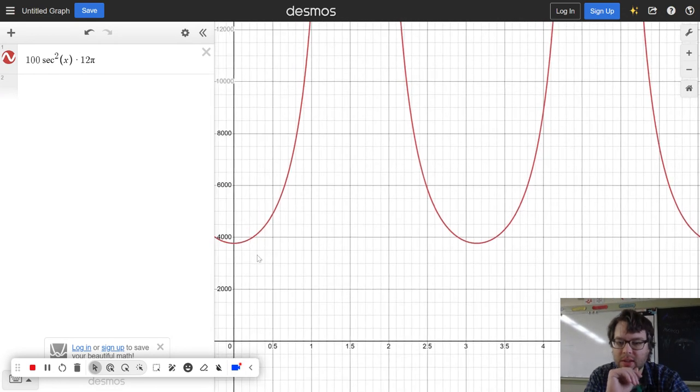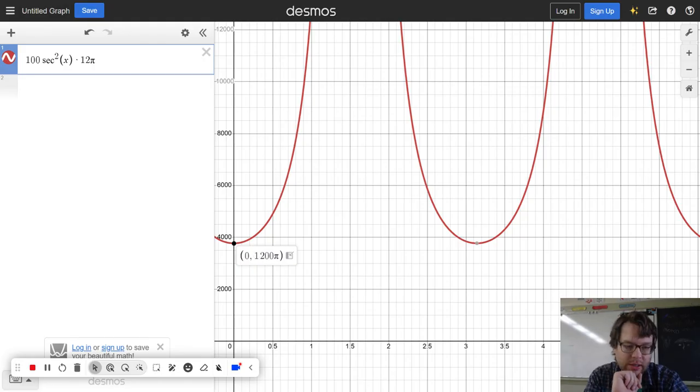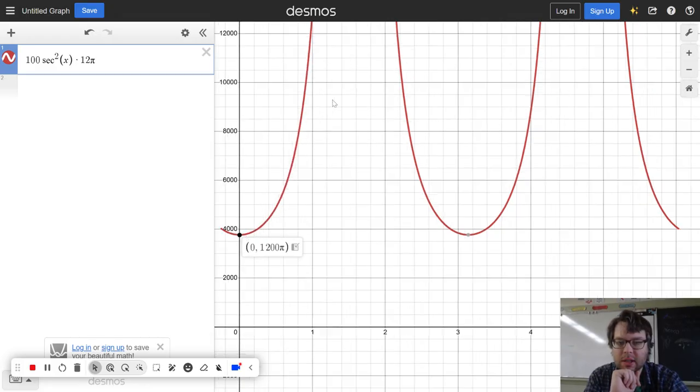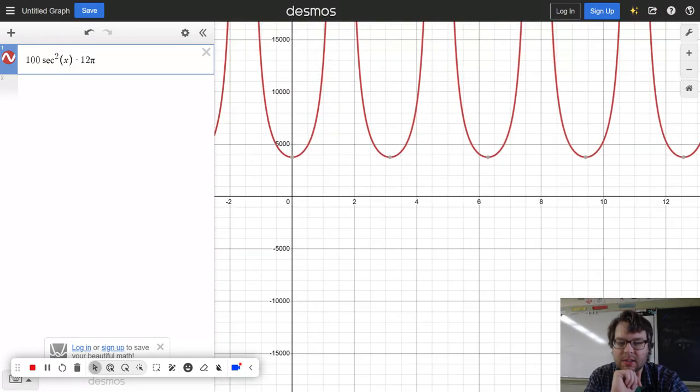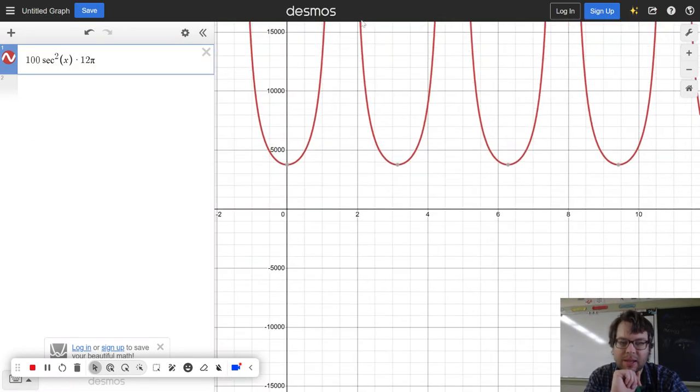So you can see here that when x is 0, 1200 pi is the lowest speed. And then as the light beam goes down along the shoreline, it speeds up and speeds up until it gets infinitely fast. And then it picks up again on the other side of the rotation. Okay, so there you go.